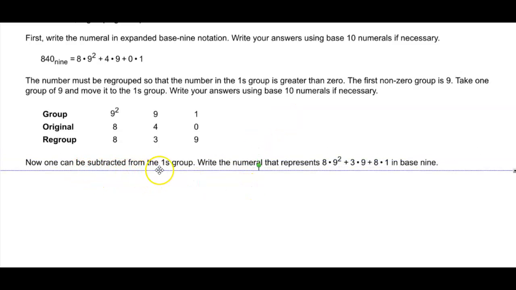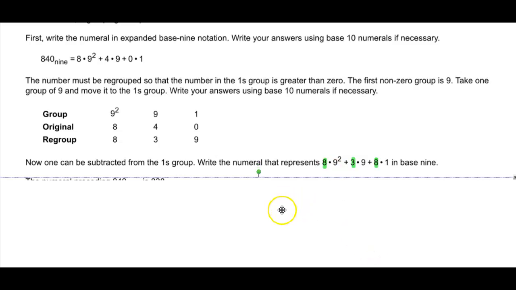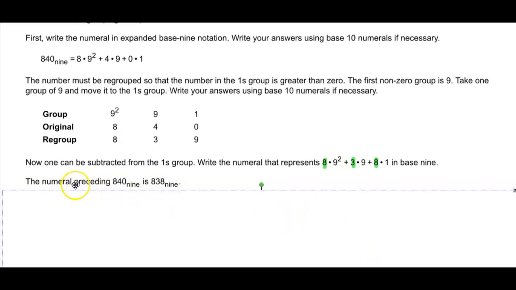Now 1 can be subtracted from the ones group, so if we take 9 and subtract 1, then we're going to get the following number. 8, 3, and then 8. And that's in base 9. So the numeral preceding 840 with a base of 9 is 838 with a base of 9.